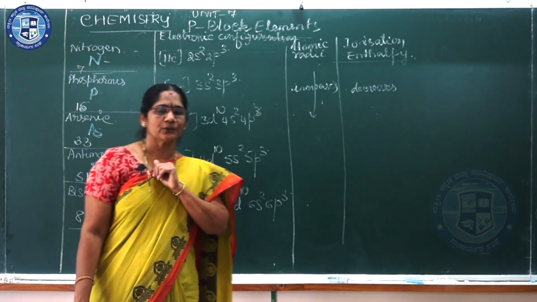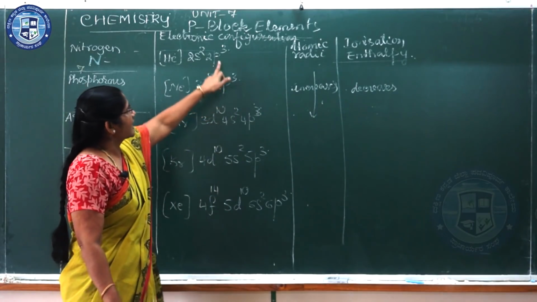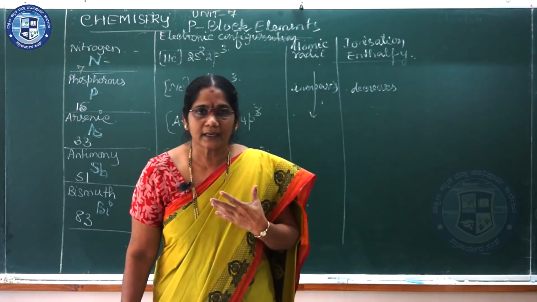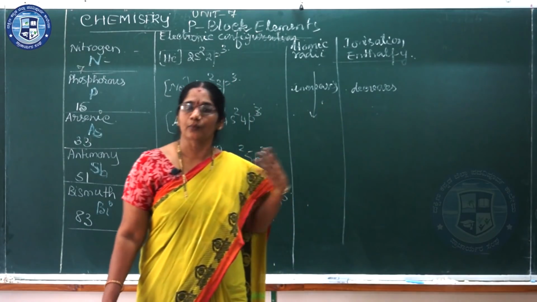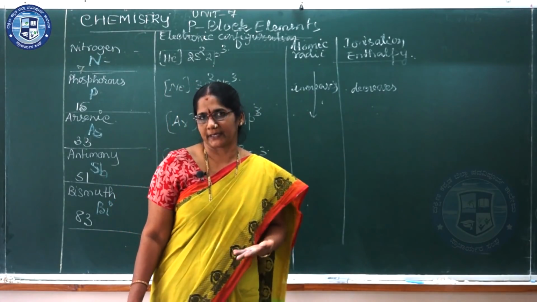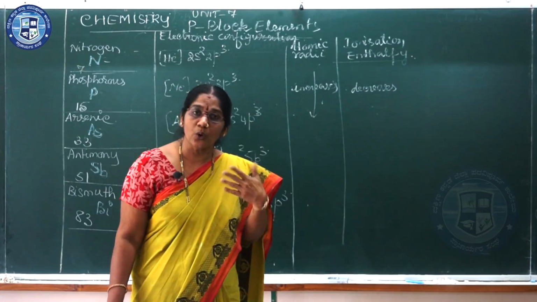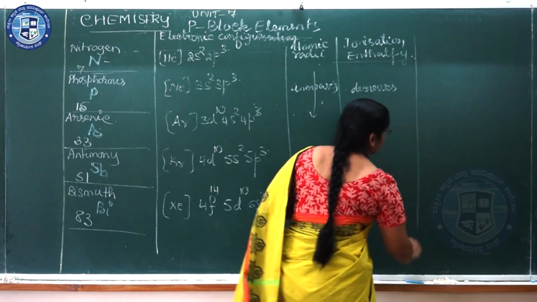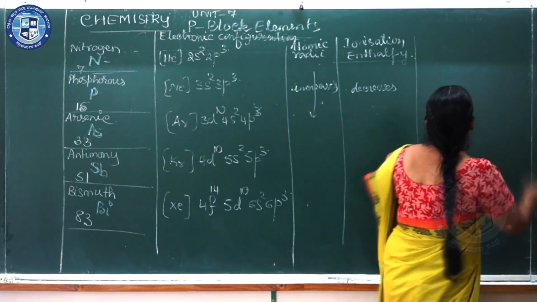And one more thing you have to remember here: due to the exactly half-filled configuration in the p orbital, the ionization enthalpy of group 15 elements is a little more than expected, because you have to supply a little more energy to break the stability.